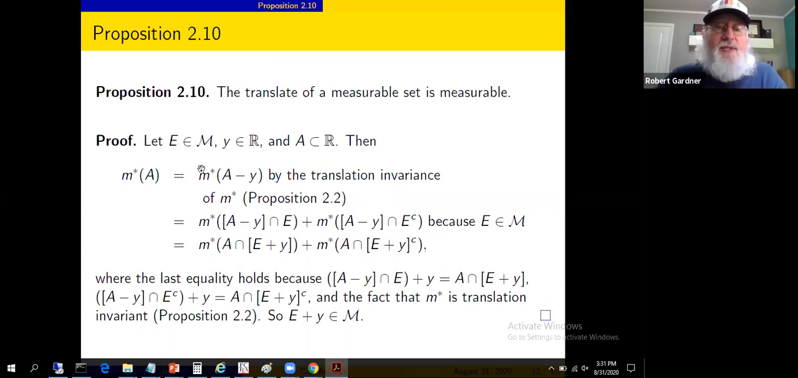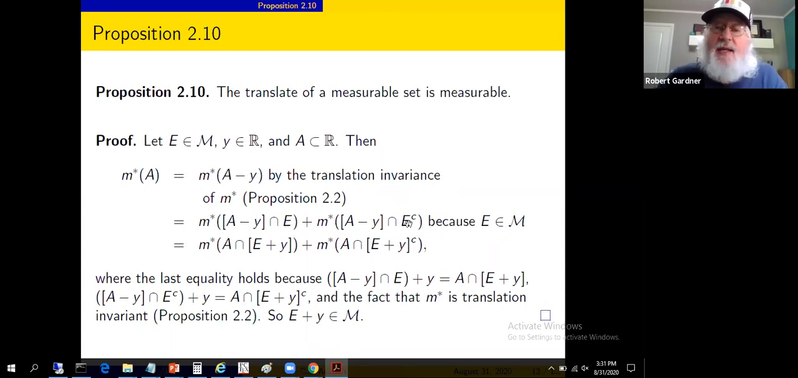We know set E is measurable. So what we're going to do is say, if I take this set, A minus Y, not just A itself, and I intersect it with E, and I intersect it with E complement, put the outer measures on there, we get that summation. That's the Carathéodory splitting condition applied to set E.